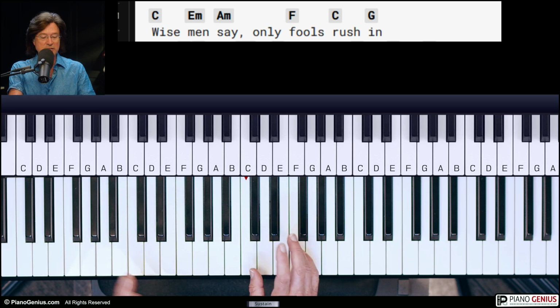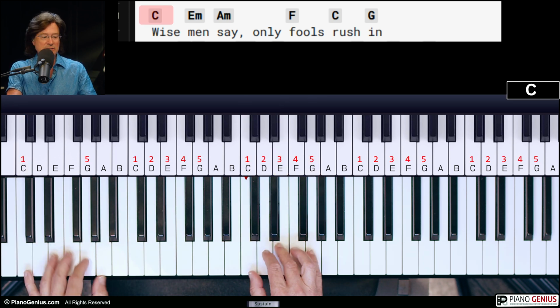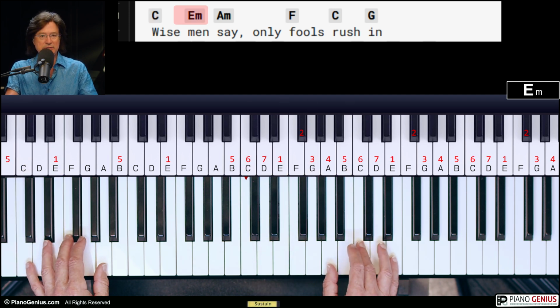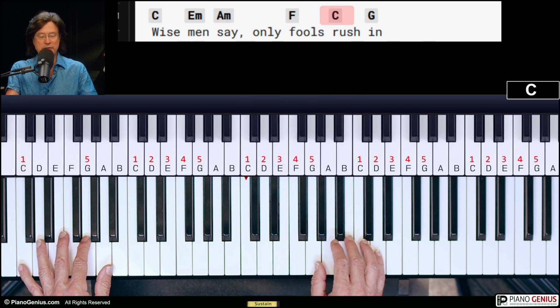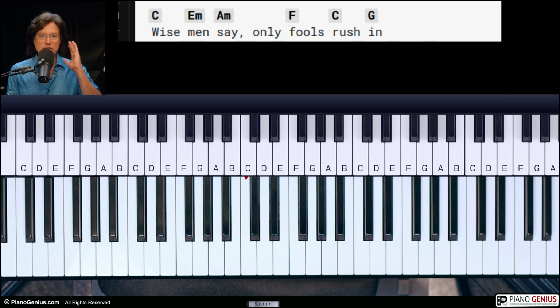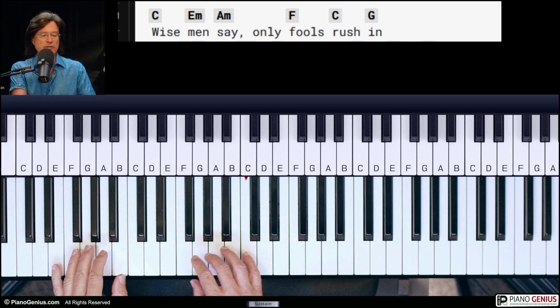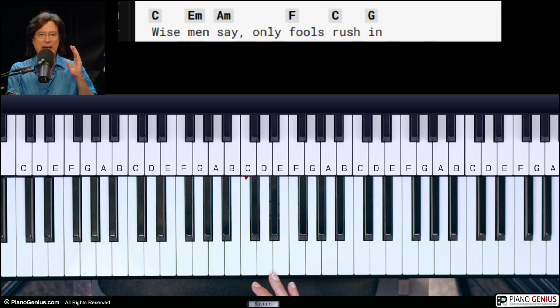So first of all, let's find the key. I'm going to be playing it in C. So wise men say only fools rush in. He was having trouble hearing that because at certain points the melody was going up and the chords were going down, and other times the chords were going up and the melody was going down. So his brain couldn't really hear the melody.